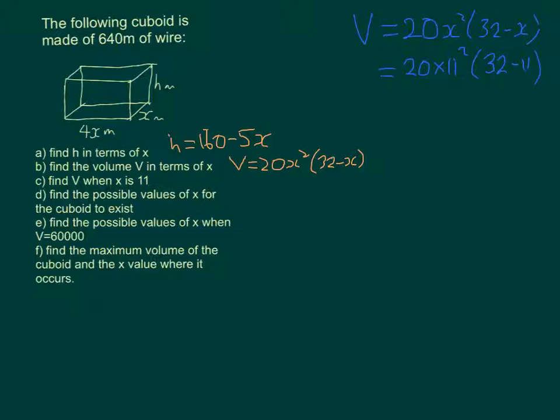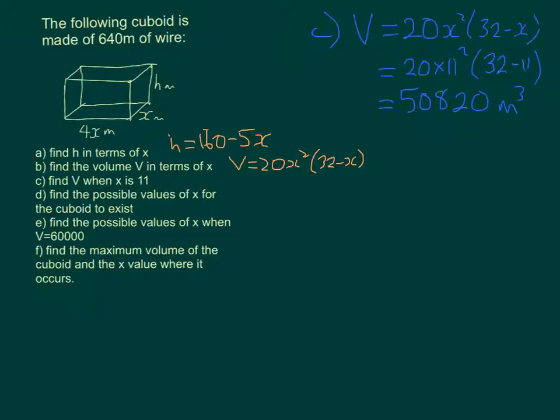If we punch that into a calculator, we will end up with 50820 meters cubed, which is the answer to part C. Then if we move on to part D, find the possible values for x for the cuboid to exist.